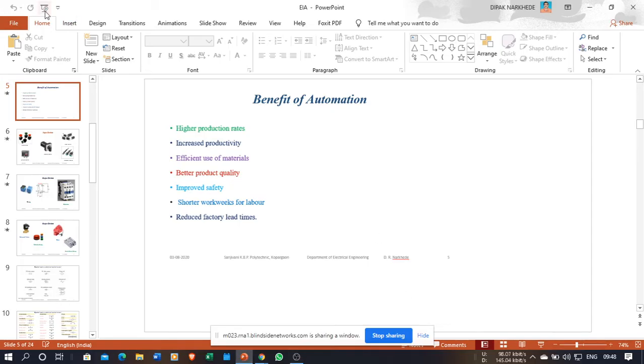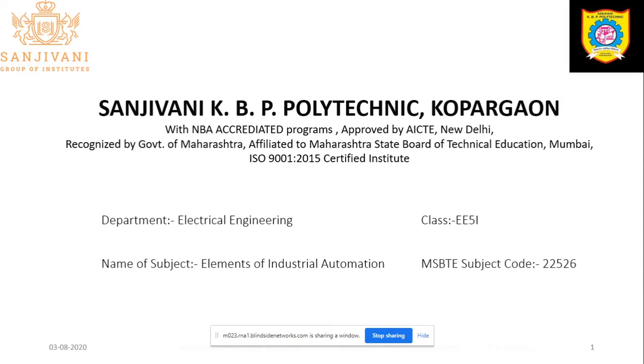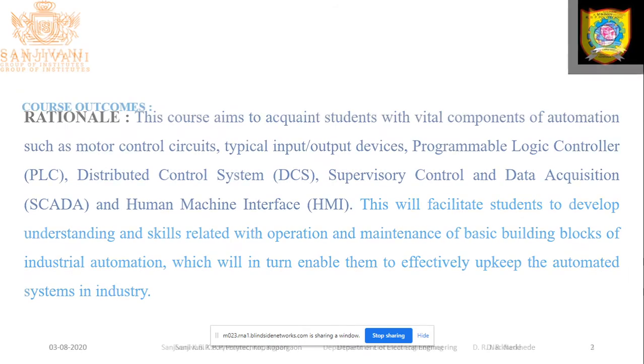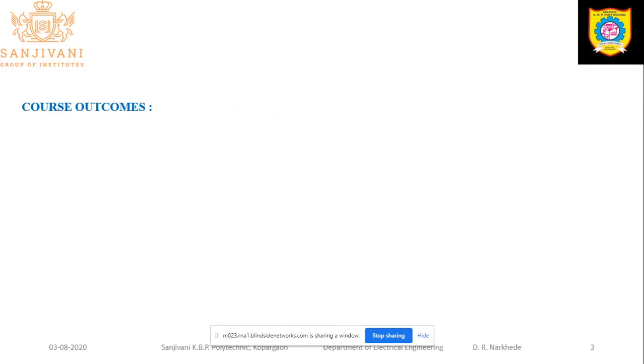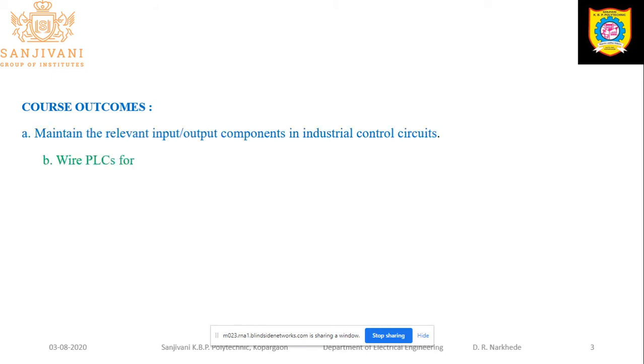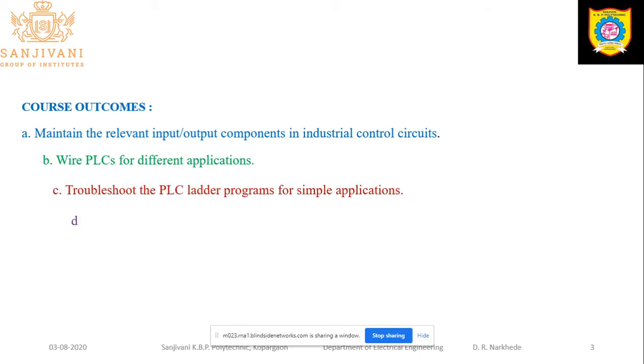So in the last lecture we discussed what is meant by automation and why this subject is added in the curriculum. Then we discussed the course outcomes also. What are the expected things from your side after completion of this course? That you should be able to identify the input output components and maintain them in working condition.